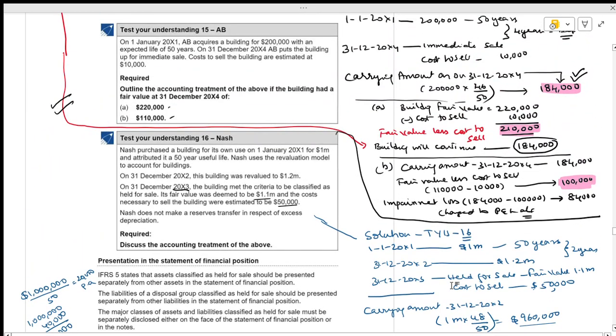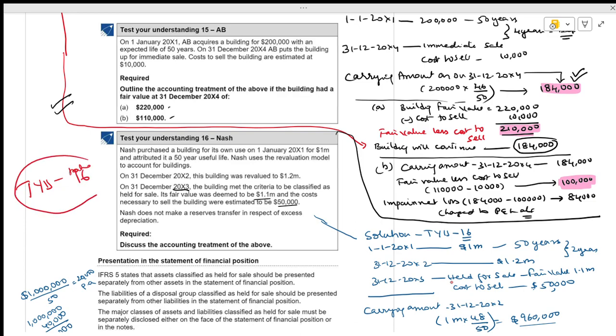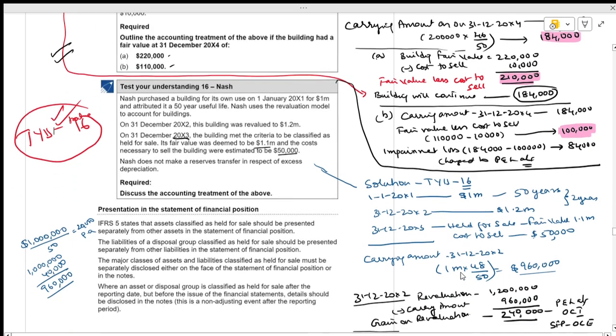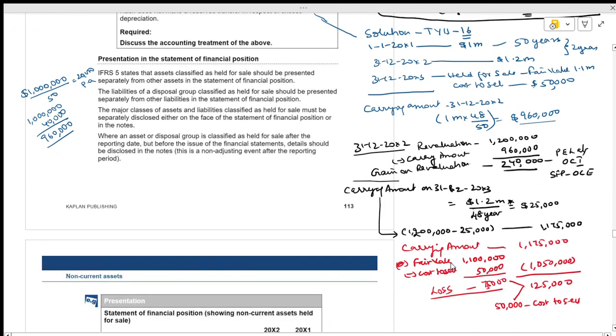There are 16 test your understandings in total. All 16 you have to be very, very thorough with. You do the concepts, things will be easy for us.